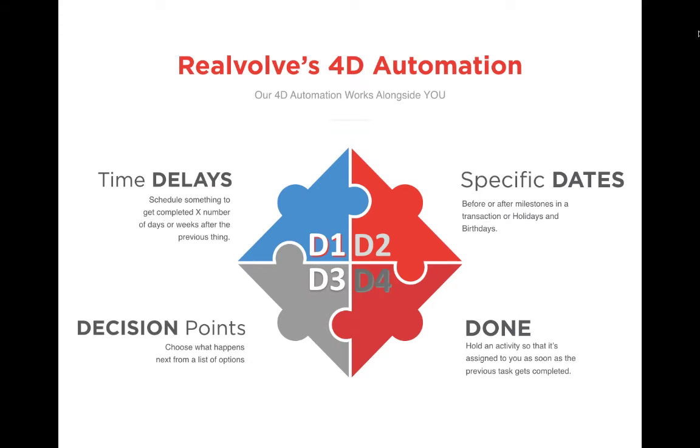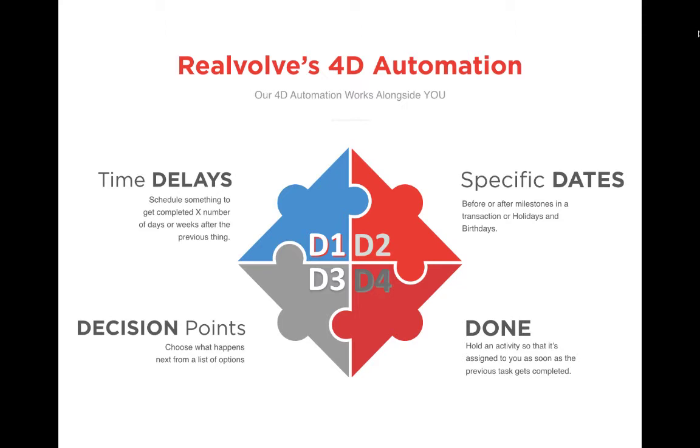Now, here at Realvolve, we have the 4D automation. There are 4 basic D items, D1 through D4, that we're going to cover. So D1 really is the time delays. This is where you schedule something and get it completed, then wait X number of days as a delay to process the next thing. So day 1, do this. Day 2, do this. Day 5, do this. Those are time delay type items, and they're very important to have.